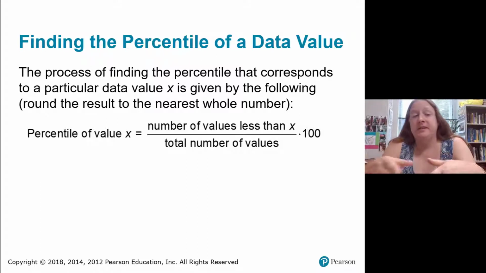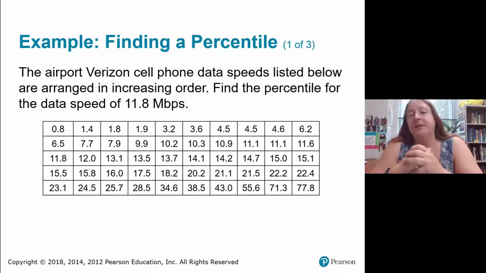So to find the percentile, what we do is we take the number of values less than the value, and then we divide by the total number of values, and we multiply times 100. So let's look at an example.